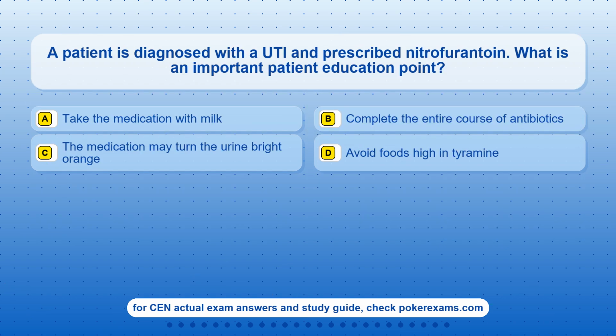Question 17. A patient is diagnosed with a UTI and prescribed nitrofurantoin. What is an important patient education point? Option A, take the medication with milk. Option B, complete the entire course of antibiotics. Option C, the medication may turn the urine bright orange. Option D, avoid foods high in tyramine.